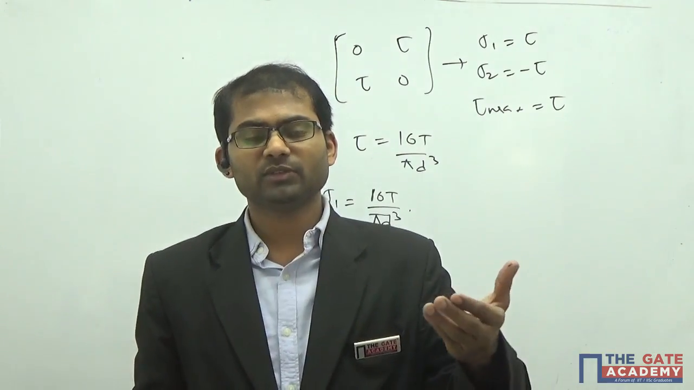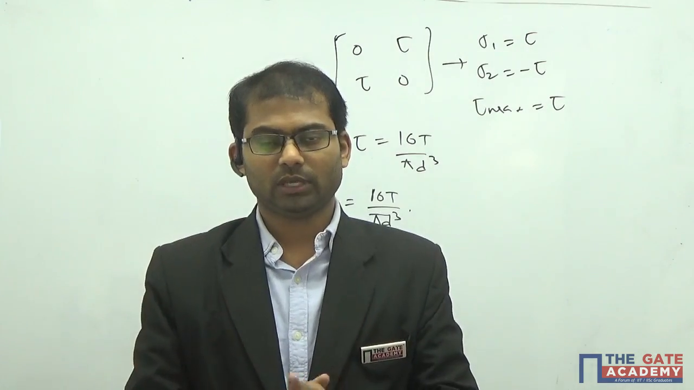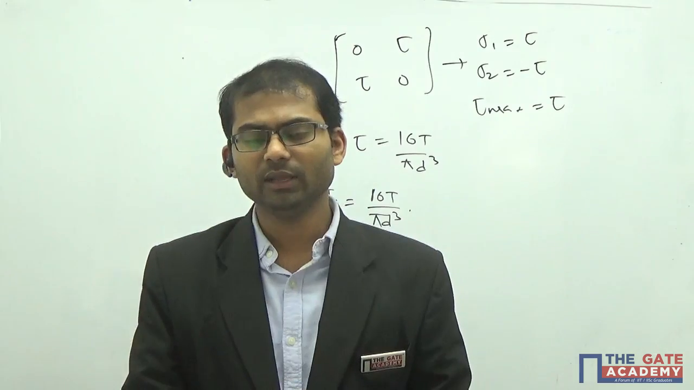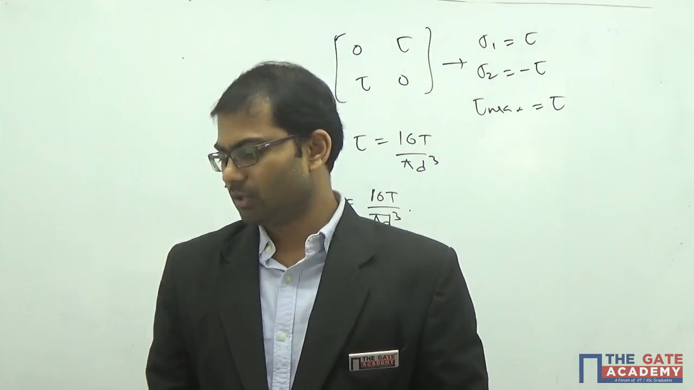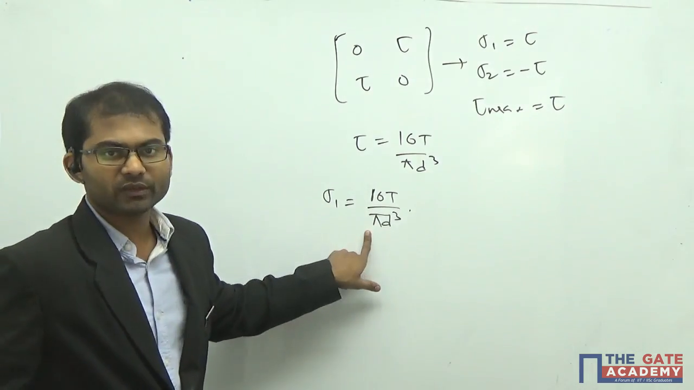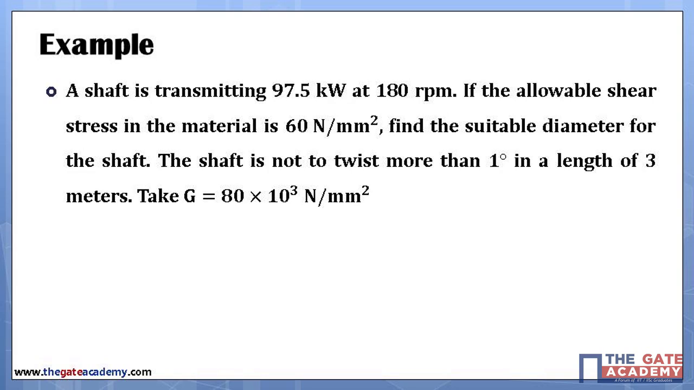So we have to find out the maximum stress inside the material in all the planes, about all the axes. All the infinite number of planes, we have to find out the maximum stress which is occurring there. From that we have to find out the answer. So the maximum normal stress is equal to 16T by pi d cube here. Understand? Understood? So now this is the question here.